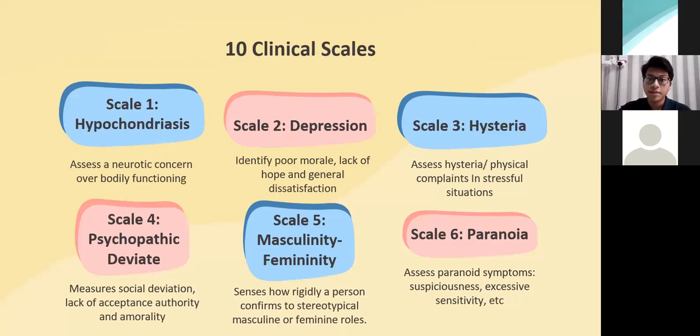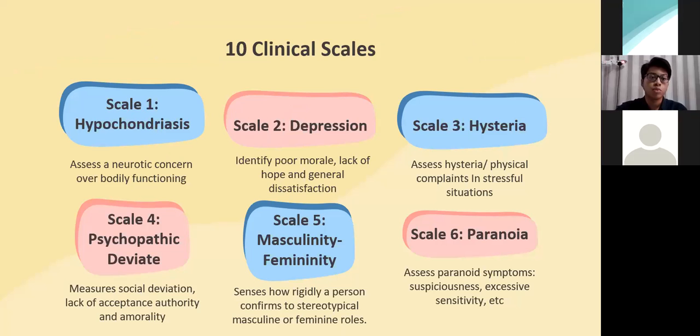So in general, the MMPI has 10 clinical scales that are used to indicate different psychological conditions. But despite the names given to each scale, they are not a pure measure of the condition, since many conditions have overlapping symptoms. So let's go through the scales one by one.